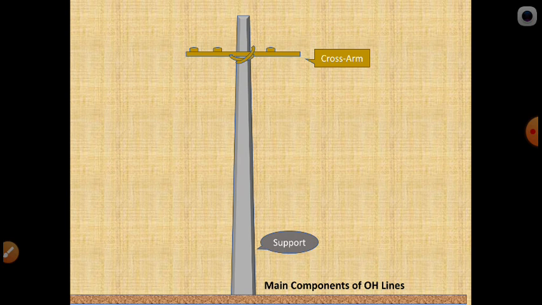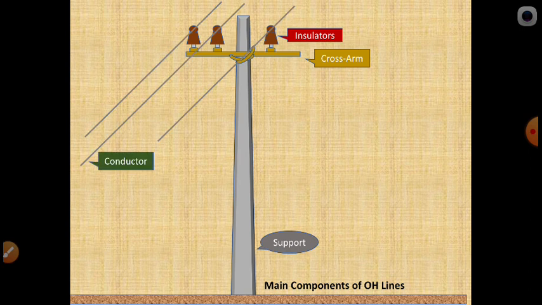Now the insulators generally used in the distribution system are pin insulators. You can see here, these are the 3 pin insulators placed at equidistance. And now next, what is the part? Another important part is the transmission of energy through conductors.